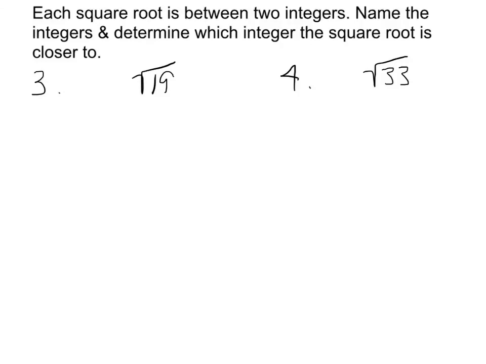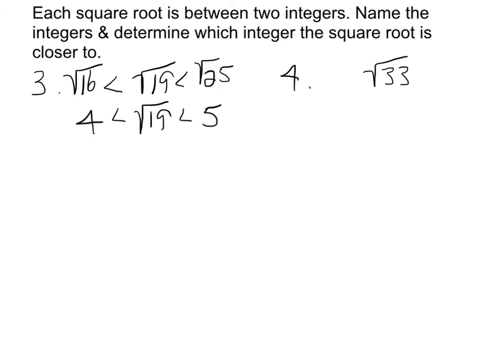All right, let's try these. Each square root is between two integers. Name the integers and determine which integer the square root is closer to. So the square root of 19 we know is between the square root of 16 and the square root of 25. You either have that memorized or you're using the chart. Okay, so the square root of 19 is somewhere between 4 and 5. And then you want to find out which one it's closer to, so you can do this in your head.